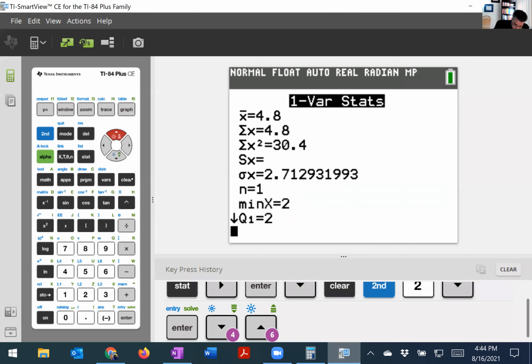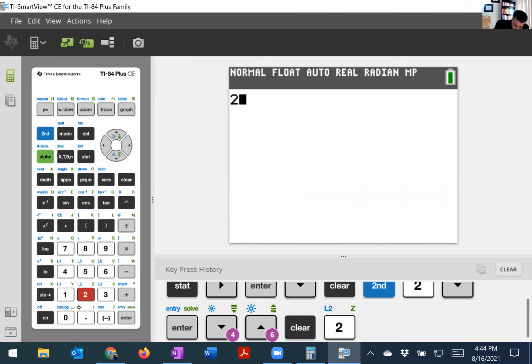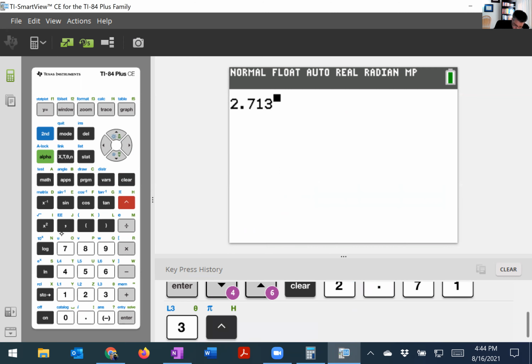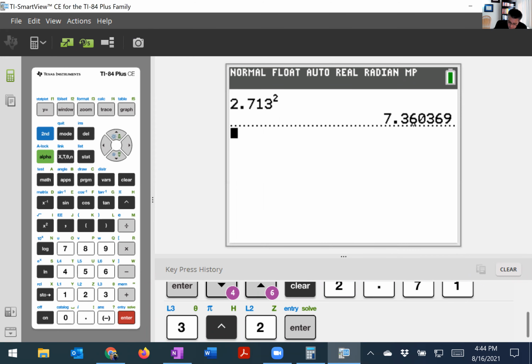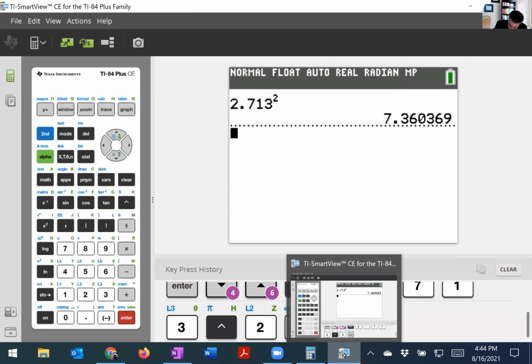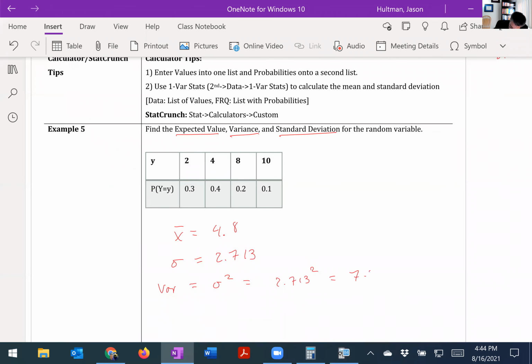okay, so let's clear this, 2.713, and let's square that. I get 7.36. Yeah, 7.360 basically. So we'll just round that to 7.36. Okay, so 7.36. That's it. So we got our mean, our standard deviation, and our variance using the calculator.